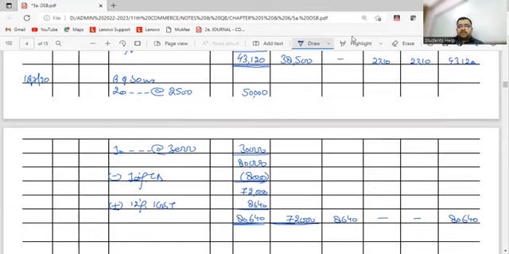Now, finally, children, we'll be showing the totals. Draw the line. 38,500 plus 72,000, children. The total would land up to how much? 1,10,500.